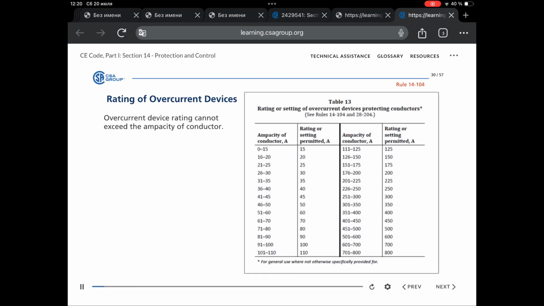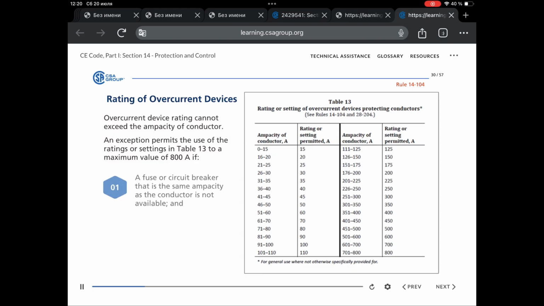An overcurrent device's rating cannot exceed the allowable ampacity of the conductor it is protecting. However, there is an exception to this requirement. If a fuse or circuit breaker that has the same ampacity of the conductor is not available, and the maximum calculated or known load is in accordance with the rules of Section 8, the use of Table 13 is permitted. For example, using Table 2, a 6-gauge 75 degrees Celsius conductor has an ampacity of 65 amperes. Using Table 13, a 70 ampere overcurrent device would be acceptable if a 65 ampere overcurrent device is not available.